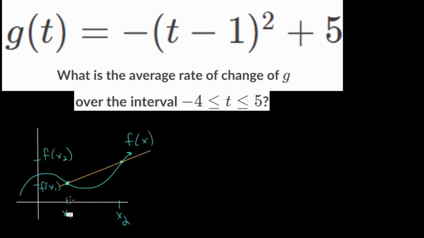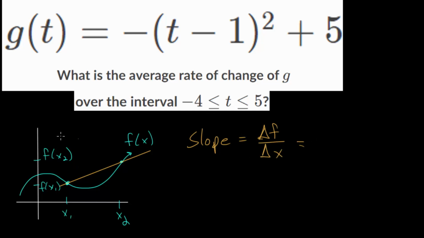But with an average, we need to look at an interval. We need to look at two different independent variable values. So let's focus on finding the slope of this secant line. We can say that the slope is the change in the function values divided by the change in the independent variable.